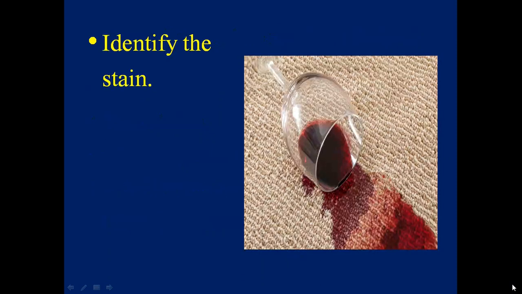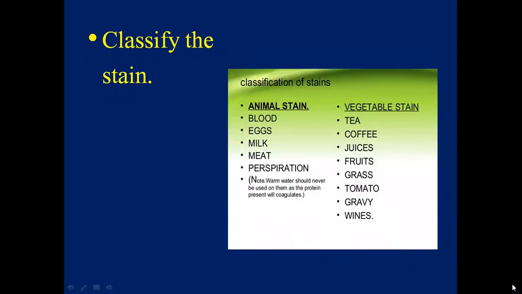So we'll go and see that first is identify the stain. We have to identify the stain, whether the stain is of turmeric, coffee, or any other stains. That is called identification of stains. Then classification of stains, you have to classify the stains as per the type of stains. It may be animal stains, vegetable stains, protein stains, grease stains or oil stains. Likewise, you can see in the slide they have given some examples.